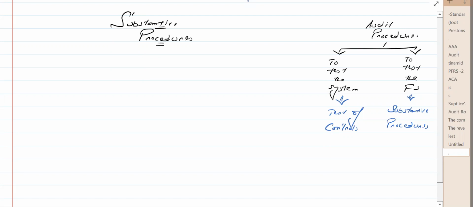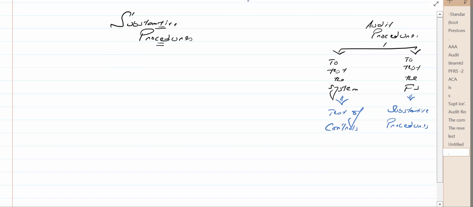So when we are applying the substantive procedures, when the auditor is testing the financial statement, those procedures are known as the substantive procedures. And those procedures are basically to test the assertions, to confirm the assertions.